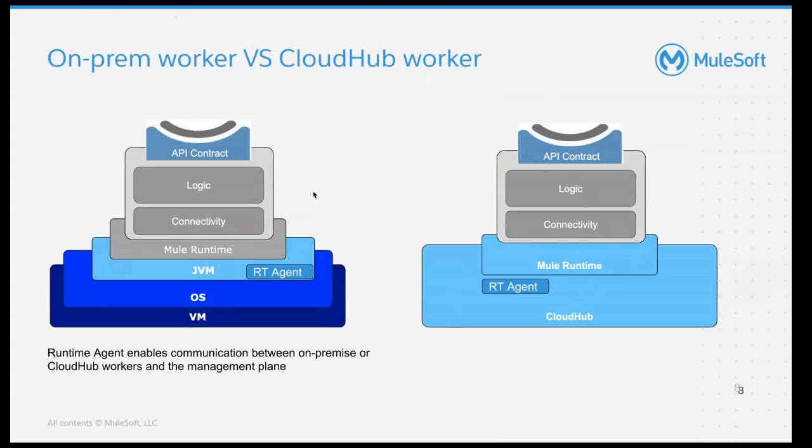So the only main difference between these two deployment models is that on-prem, you will have more than one application running in your JVM, while in CloudHub, there is only one application running in a single worker instance.